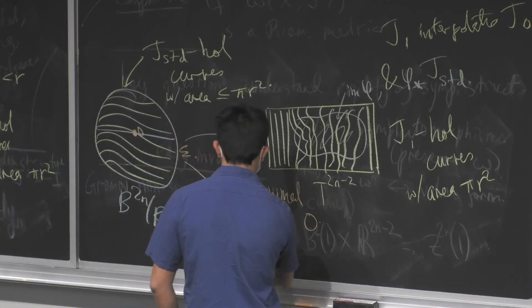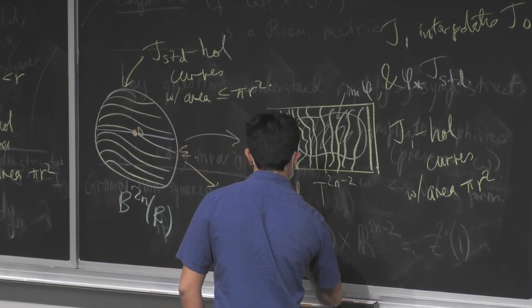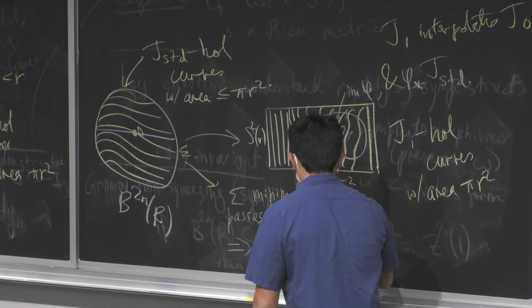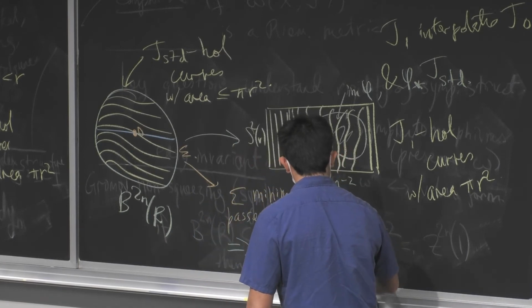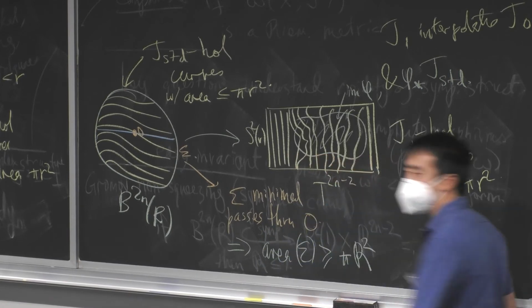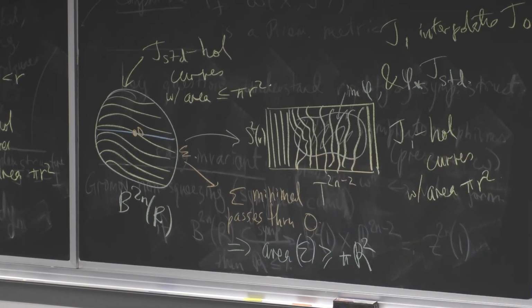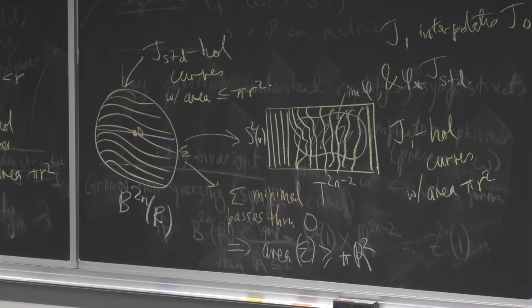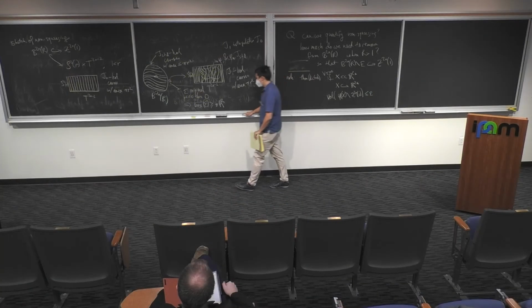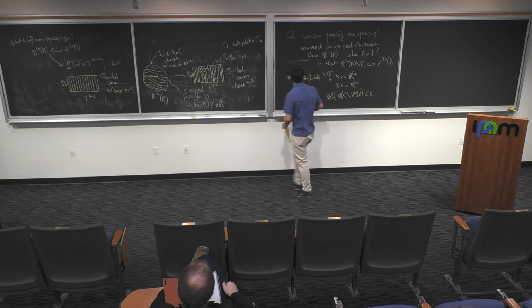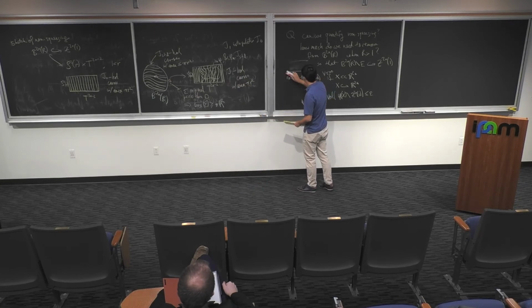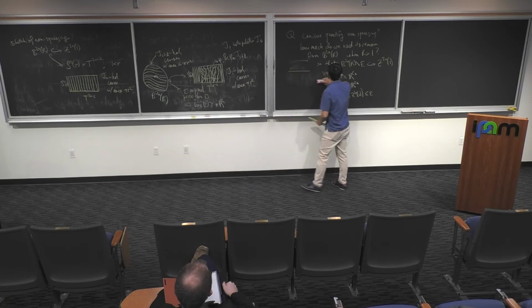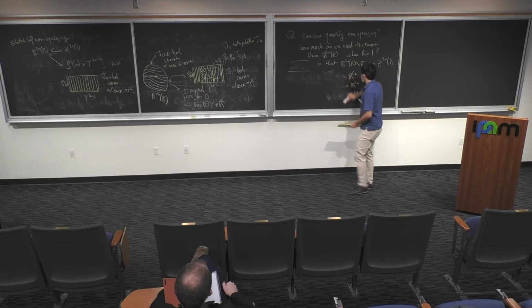So the area has to be at least that pi r squared. Okay, and so now just by playing these two off each other, you have your bound. Right. Okay. Cool. So that's a very quick and dirty way of doing it.